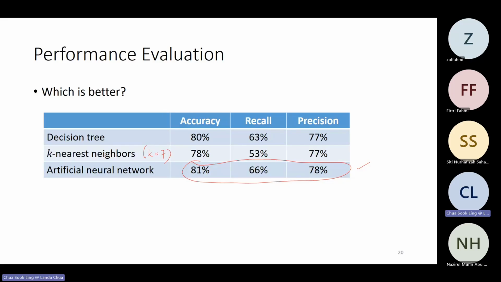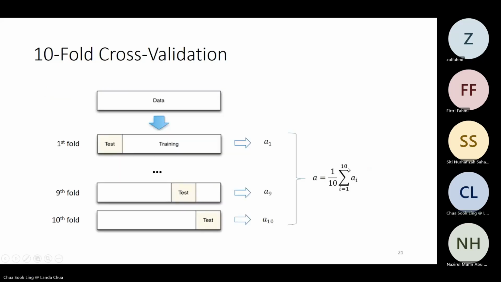But remember, we are only doing one split of the data. So in order to accurately know the evaluation, we need to do cross-validation. From the 3 models, it seems that artificial neural network works better in terms of accuracy, recall, and precision. The next thing we are going to do is cross-validation. I'm just going to do a 10-fold.